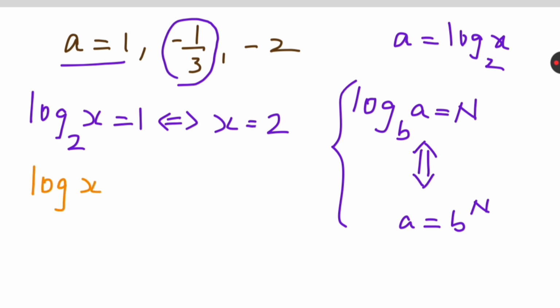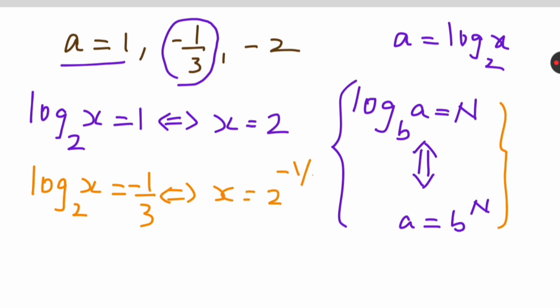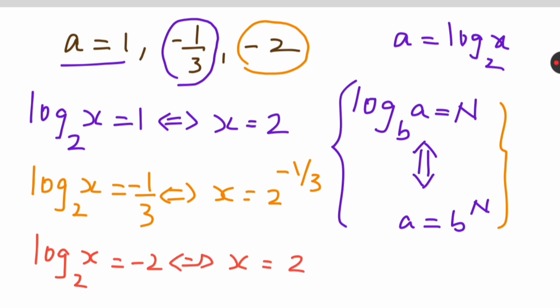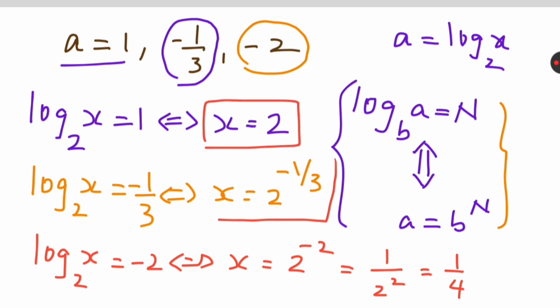Now substitute minus 1 over 3: log x with base 2 equals minus 1 over 3. Using the same property, we get x equal to 2 raised to the power minus 1 over 3. Now take a as minus 2: log x with base 2 equals minus 2. Then x is 2 raised to the power minus 2, which we can write as 1 over 2², that is 1 over 4. So the x values are 2, 2 raised to the power minus 1 over 3, and 1 over 4.